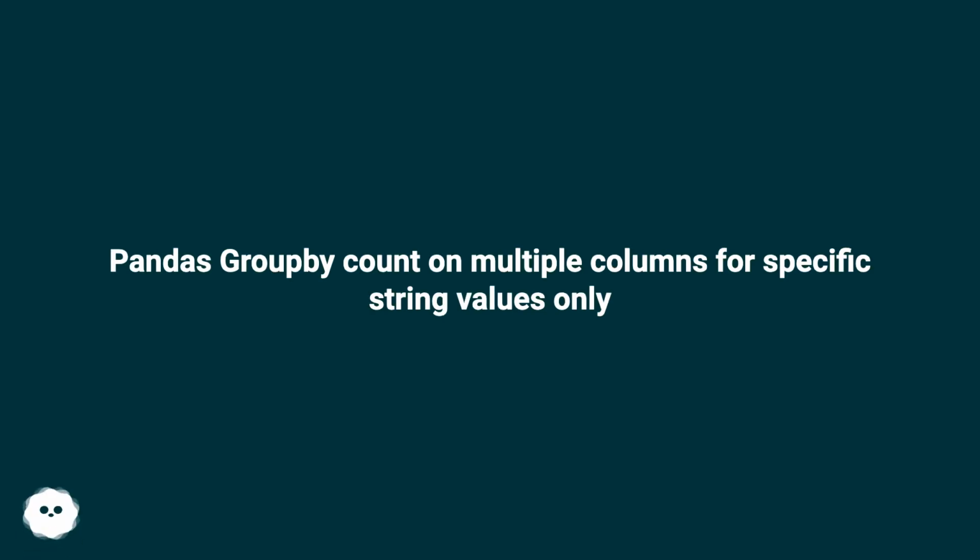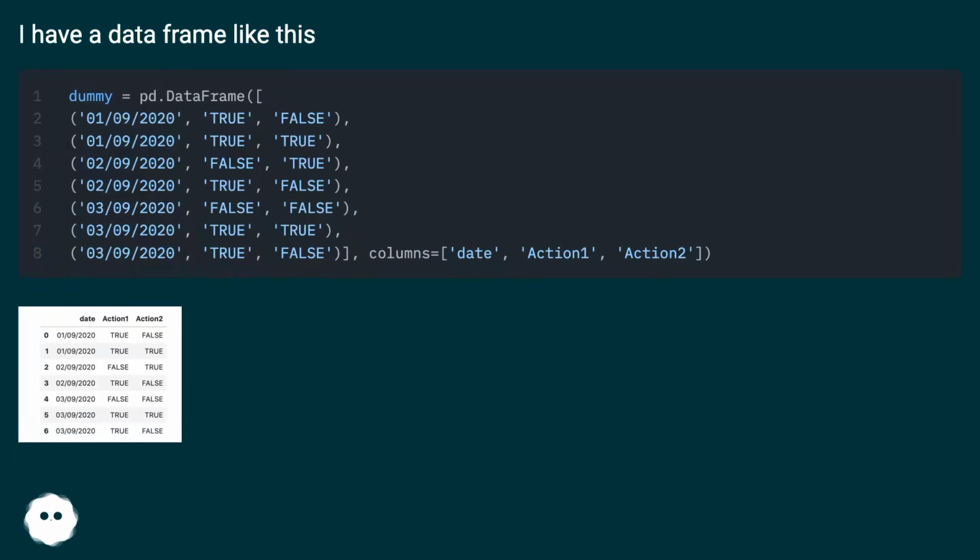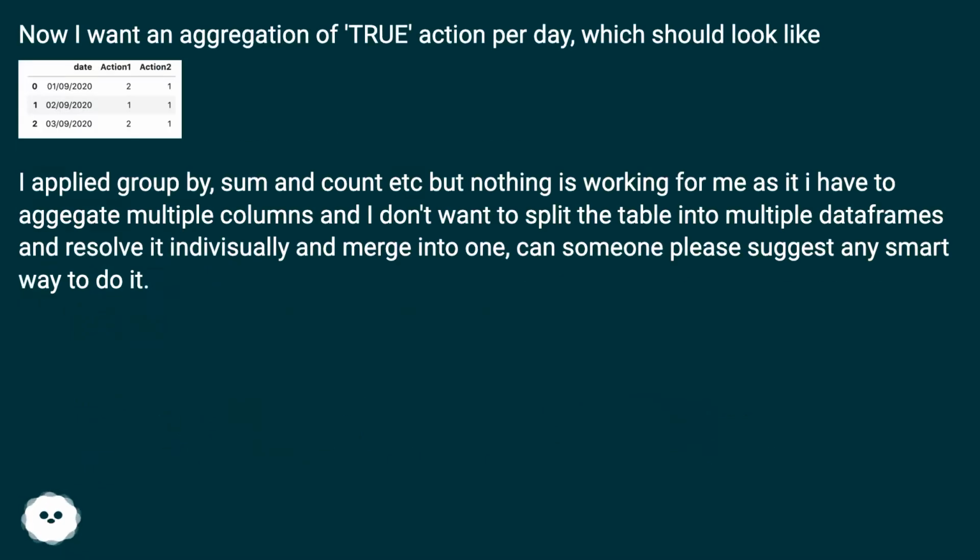Pandas groupby count on multiple columns for specific string values only. I have a data frame like this. Now I want an aggregation of true action per day, which should look like this.